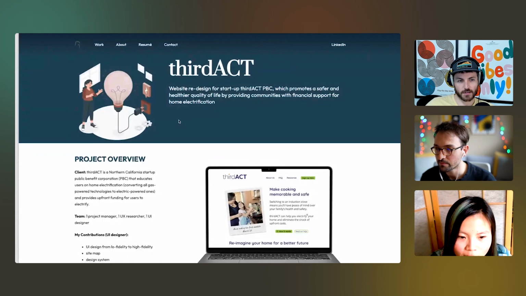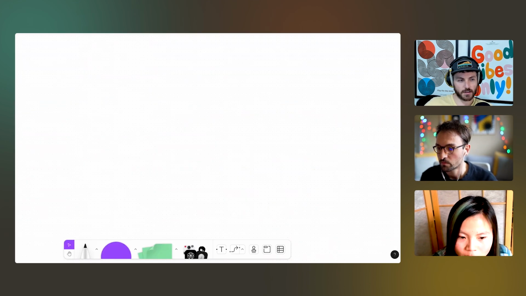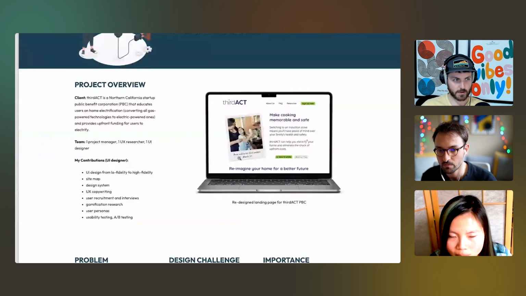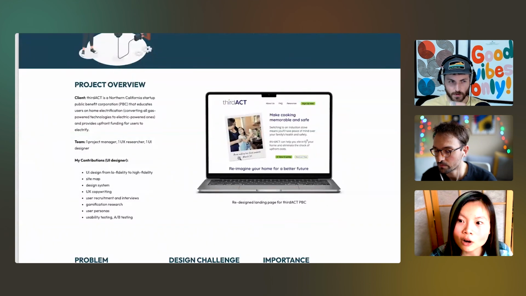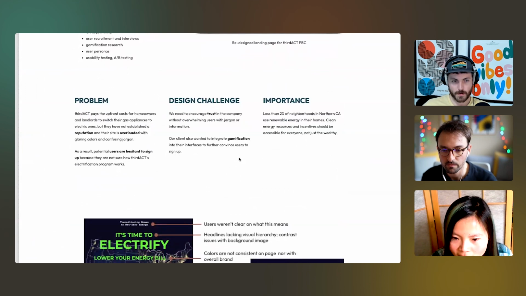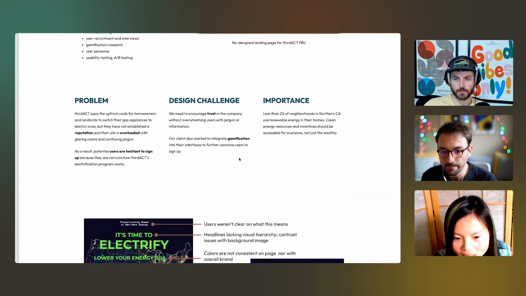For the project overview, I liked how you started with what the project was and clearly described your contributions. Since this is a redesign, I would recommend putting before and after right there so we can clearly see, oh, this is what you did. I liked the problem and design challenges and the importance of it as well. I feel like it's clear, but you could sum it up in shorter words.